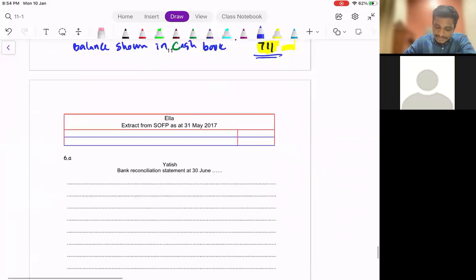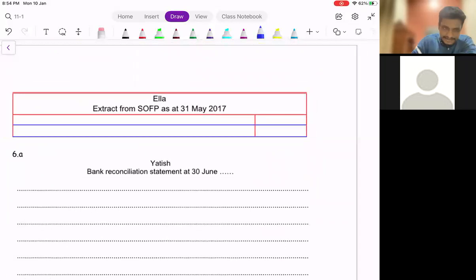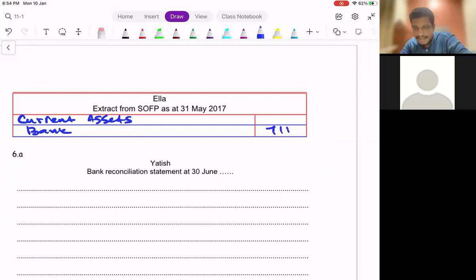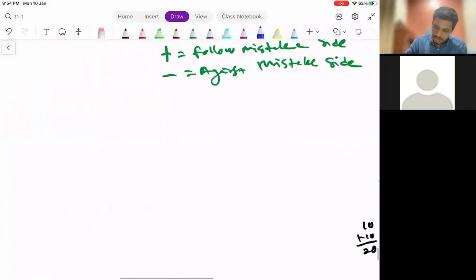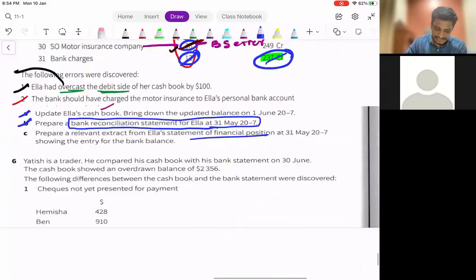So I go to my statement of financial position. I write here current assets. Under current assets, we write bank. The value is 711. You can take it from your bank statement or from the updated cash book. Both will give you the same amount, right? 711. We write here 711. Okay. After that, we are done with question number 5. We do one more question, which is question number 6.